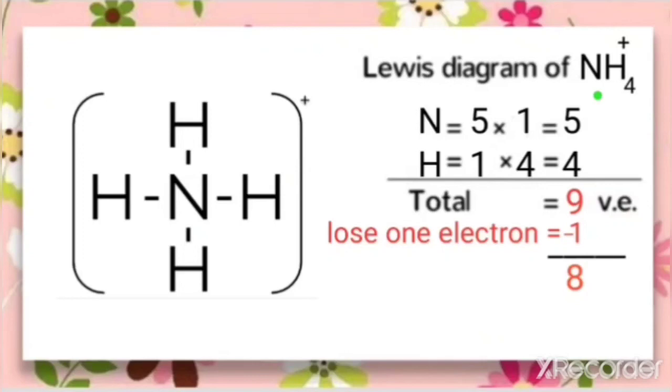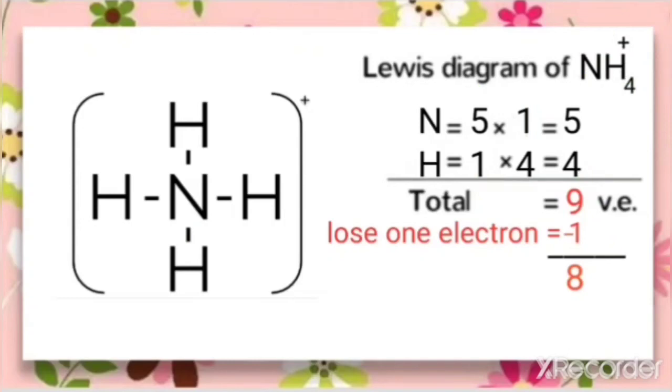Central atom is nitrogen. We are keeping the nitrogen in the center. Valence electrons, 5 is the valence electron count for nitrogen. Single nitrogen is there, so that is equal to 5. Hydrogen, 1 is the valence electron for hydrogen. 4 hydrogens are there, that is equal to 4. When you make the sum, 5 plus 4, that is equal to 9. But here there is one positive charge. So one positive charge means you have to remove one electron from the total electrons. So 9 minus 1, that is equal to 8.